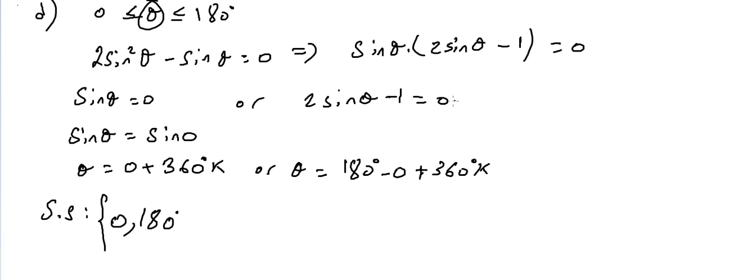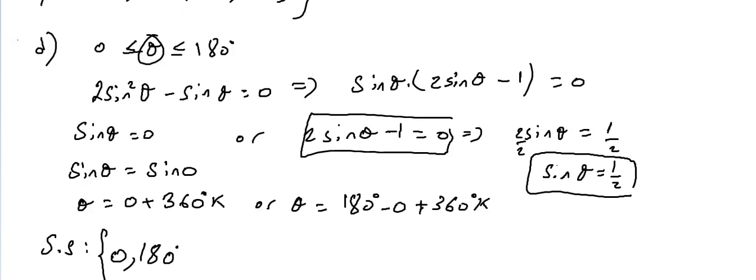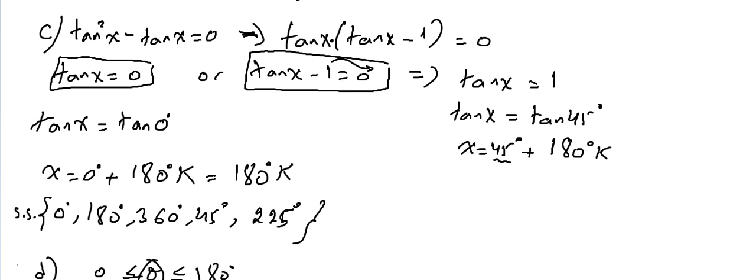Let's do the other part. We still have this one, don't forget, right? So 2 sine theta gives me 1. We divide both by 2, so sine theta is equal to half, and I think we did that in the previous part. Sine theta equal half.